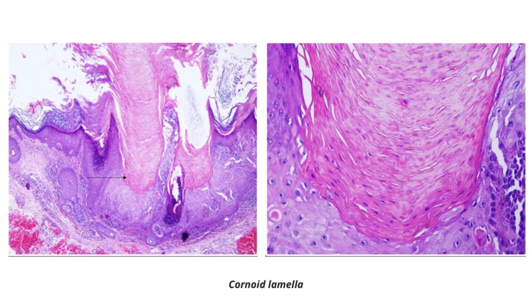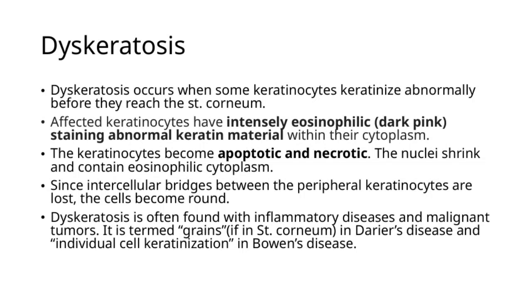The presence of a cornoid lamella indicates a localized clone of abnormal keratinocyte proliferation, which is a hallmark in these disorders. So, when we're evaluating skin lesions, spotting the cornoid lamella can be a vital clue, connecting the microscopic findings to the clinical picture we've been discussing in this presentation.